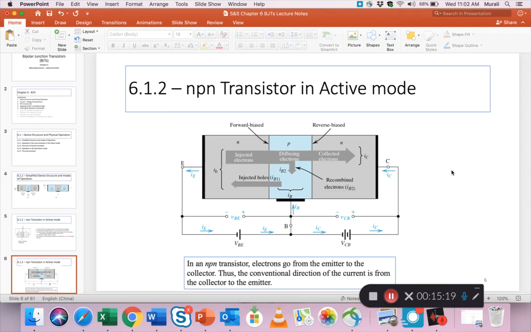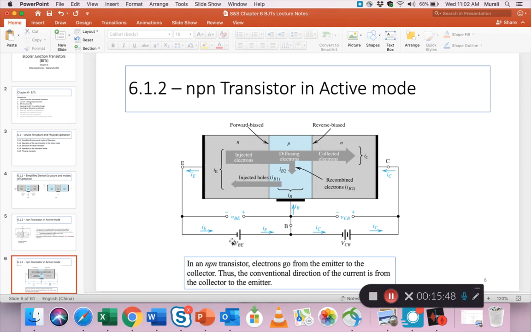So this is important to understand. For normal operation, or active mode, of a transistor, the first junction, the emitter base junction, is forward biased, while the second junction, the base collector junction, is reverse biased.